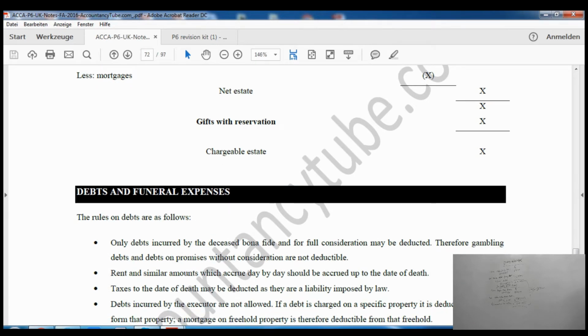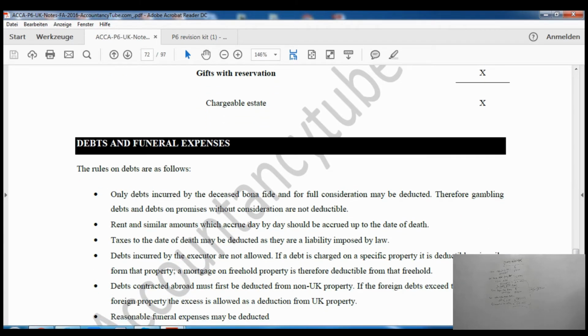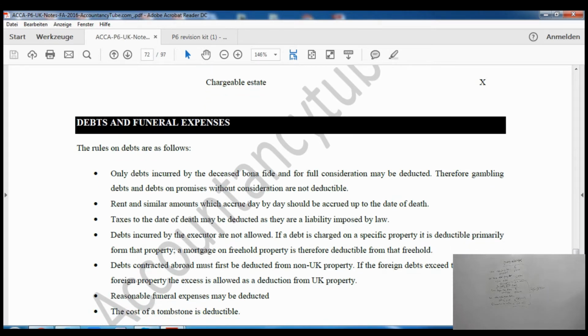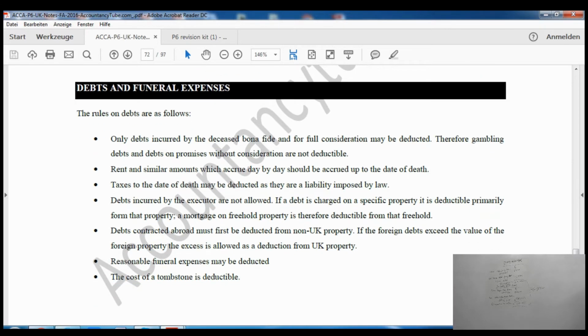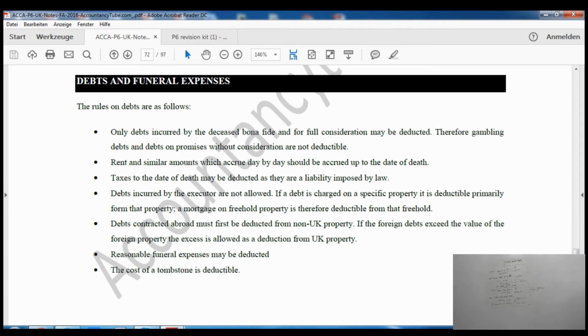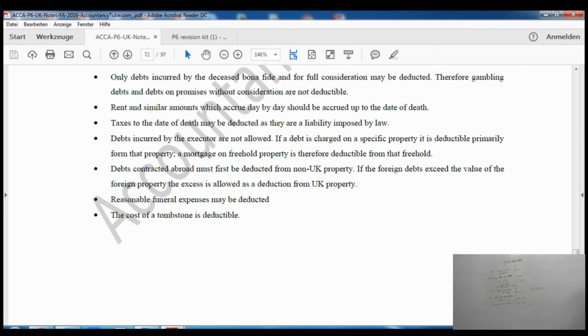Right then, after deducting the mortgage, it is called net estate, and we'll have to add gift with reservation as well. We will read later what the gift with reservation is. Gift with reservation simply means that I have made a gift to someone else, but I still live in that house, so I keep the reservation while I give the gift. If I do that, it will be included in the death estate, and the net amount is going to be our chargeable estate. Now these are the expenses, funeral expenses and debts. These are the things which can be deducted. Please read it yourself. All of them are just the basic things.